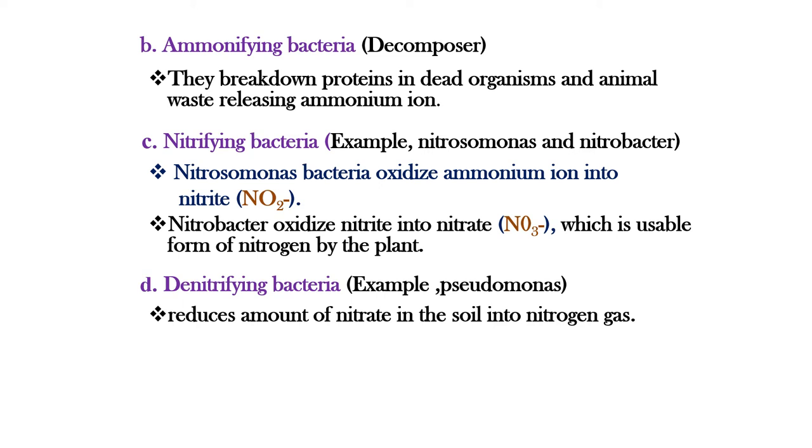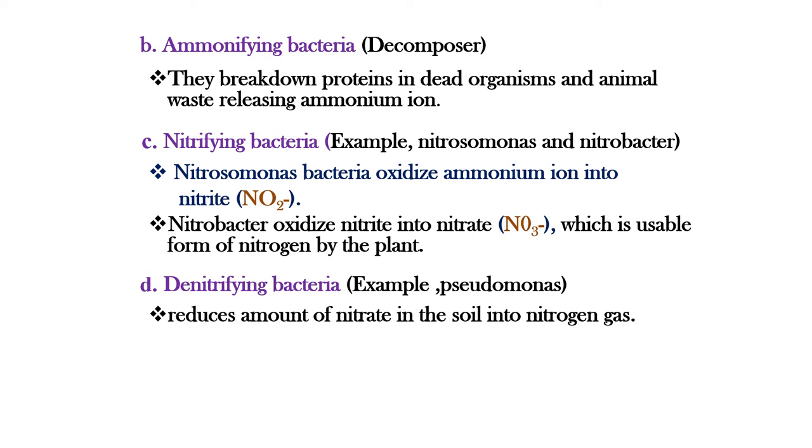The other bacteria involved in the process are nitrifying bacteria, where Nitrosomonas bacteria oxidize ammonium, either from nitrogen fixing or ammonifying bacteria, into nitrites. The process is aerobic, where Nitrobacter oxidizes nitrite into nitrates, where nitrate is considered a usable form of nitrogen for the plant, which is added to the soil, and plants can absorb it to make their own protein, from where animals can be fed in the food chain.